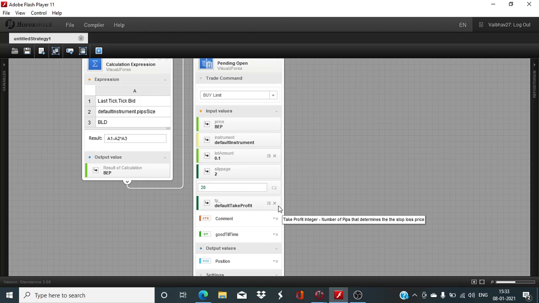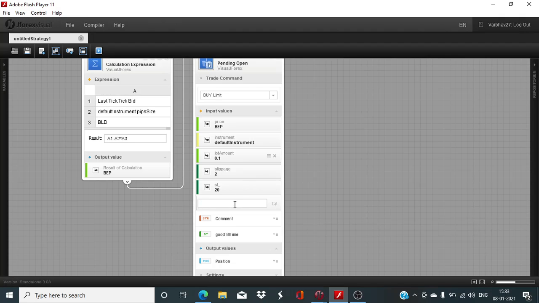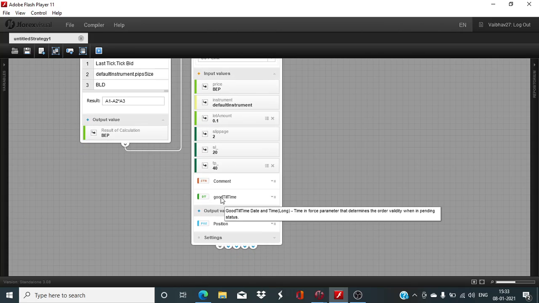Take profit can also be changed. Here this default setup is of 50 pips. For today's session we will change it to 40 pips. Comment is optional. And then comes the question of defining the book till time.